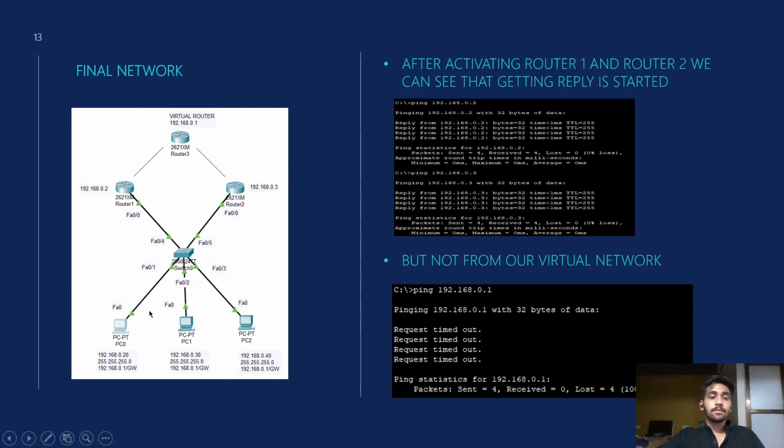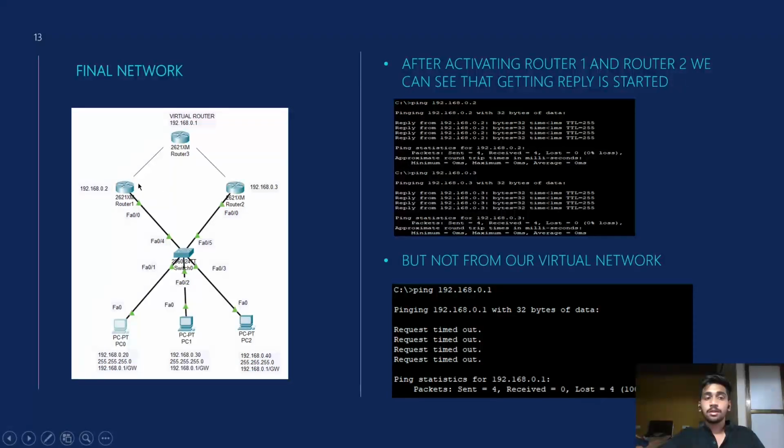As you can see, we have used three PCs 0, 1 and 2 with their IP addresses as displayed here, a default gateway of 0.1, which is our virtual IP, and two routers. Now, as you can see, all the connections are successfully established, and we can now get the reply from any PC to the router via the switch. After activating routers 1 and 2, we can see that replies are getting started.